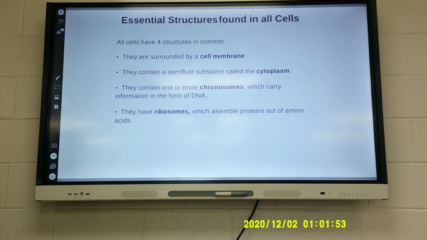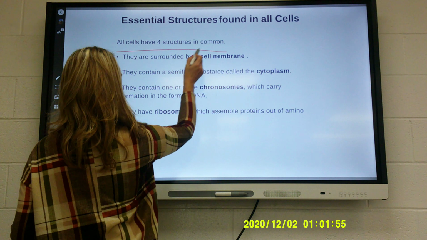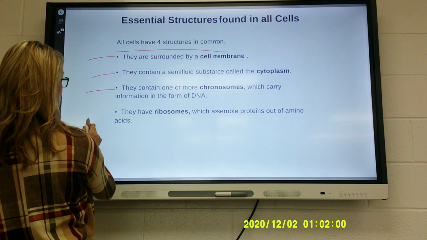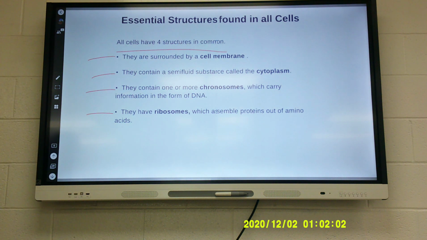Essential structures found in all cells. Cell membrane, cytoplasm, chromosomes, and ribosomes. So you would find those in all cells.